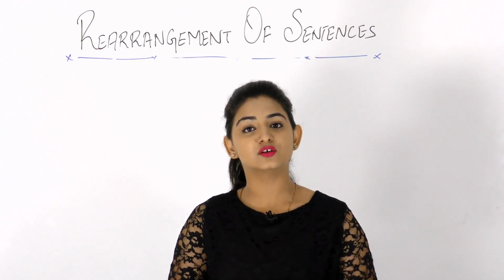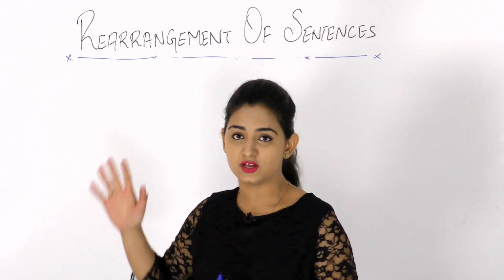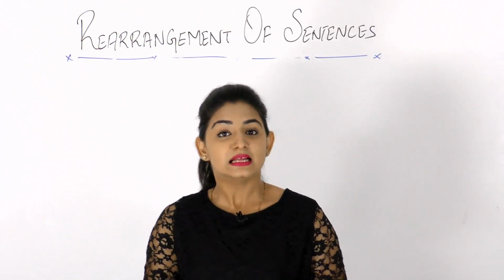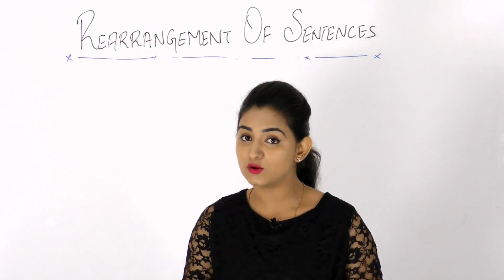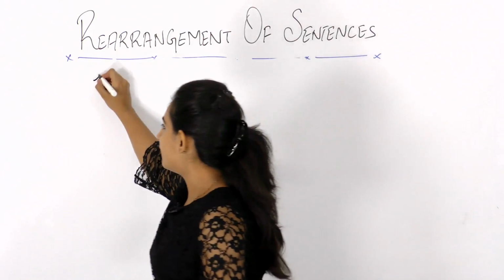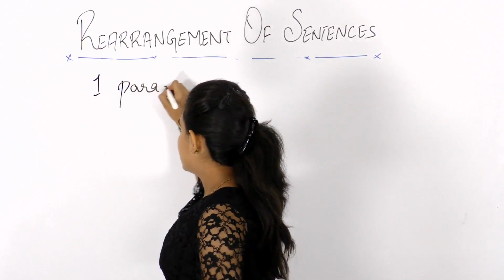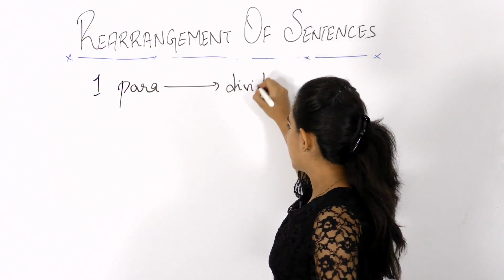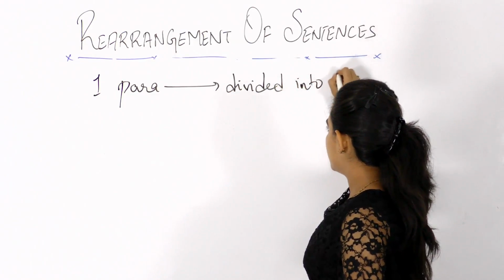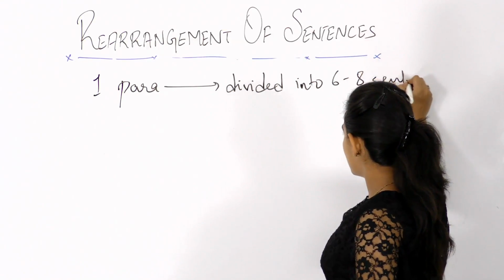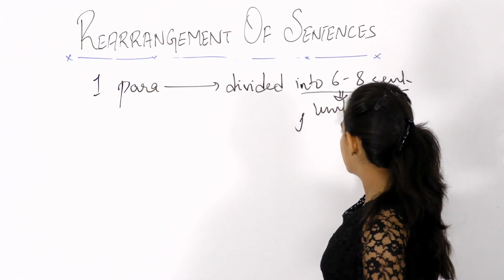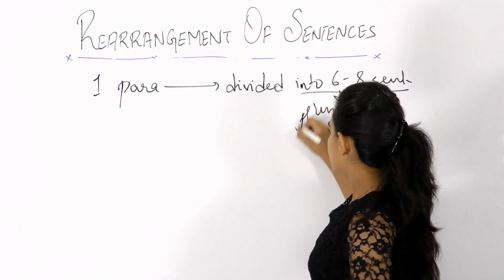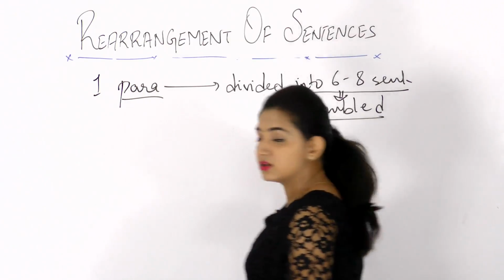Now today we are here to discuss a very important topic, that is rearrangement of sentences. These are also known as para jumbles. Now why do we call it para jumbles? We have a paragraph that is divided into 6 to 8 sentences, and these 6 to 8 sentences are given in jumbled form. And that is why we call it para jumbles.